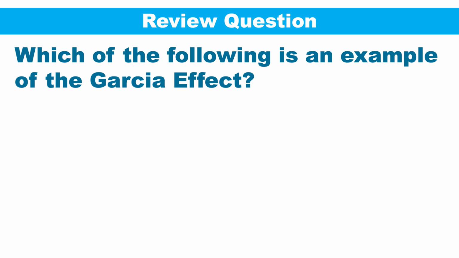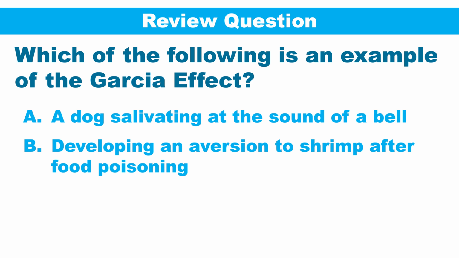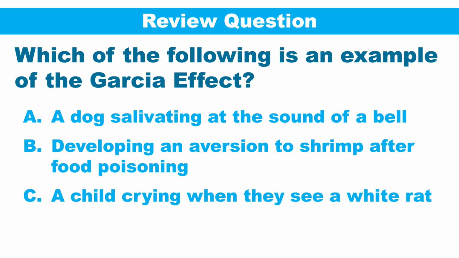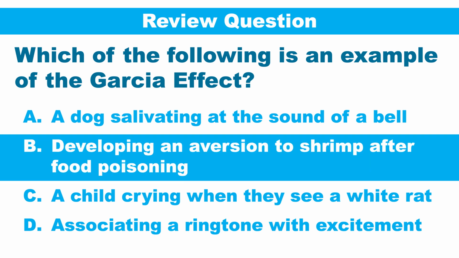Let's do some review. Which of the following is an example of the Garcia effect? A, a dog salivating at the sound of a bell; B, developing an aversion to shrimp after food poisoning; C, a child crying when they see a white rat; D, associating a ringtone with excitement. The answer here is B. The Garcia effect is all about associating taste with sickness, often after just one experience.